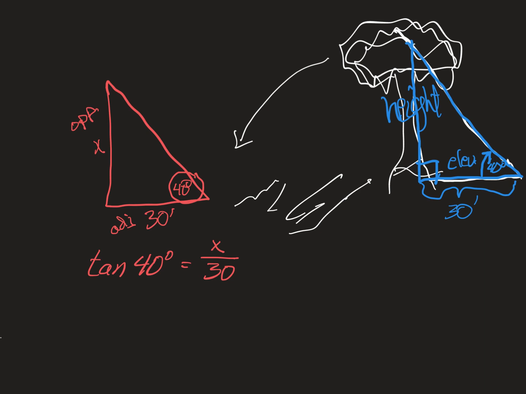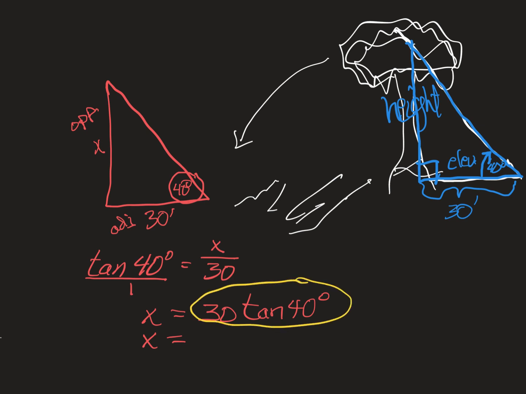And now I can solve this, all right? I can put tangent 40 over 1, and then I can cross multiply, so I get x is equal to 30 times tangent of 40. And at this point, I can use my calculator to calculate the value. So it turns out I had to go get my calculator. Now, what was the rule I told you yesterday? Anytime you do a trig calculation on your calculator, so I'm getting ready to do a trigonometric calculation.